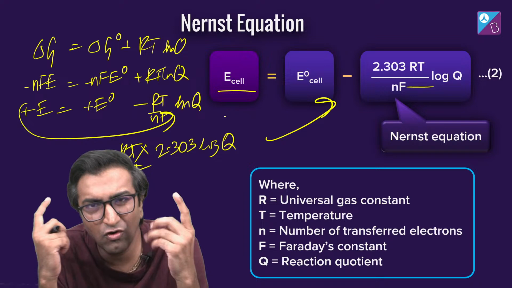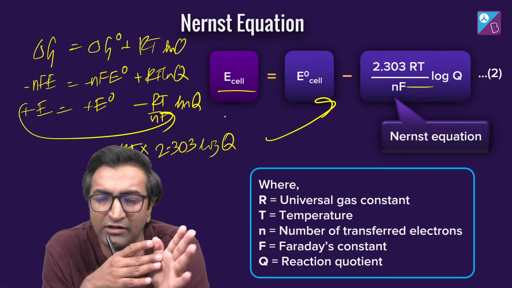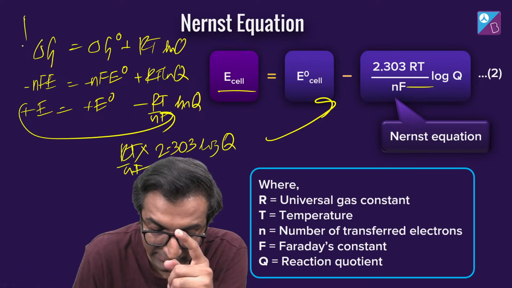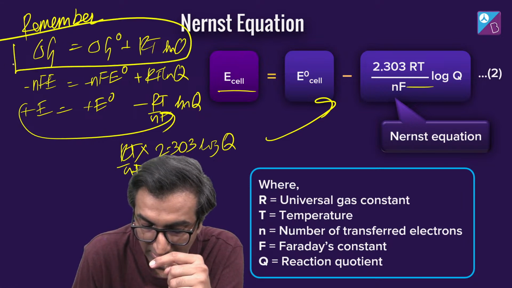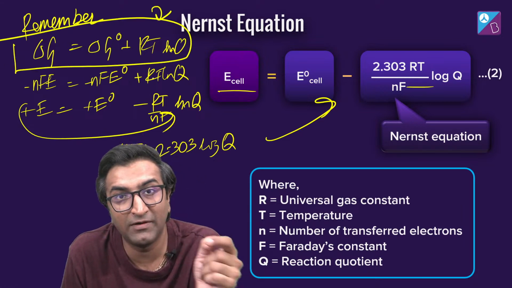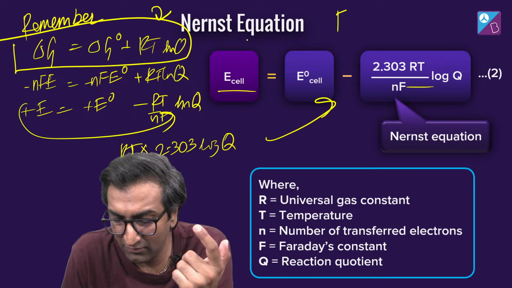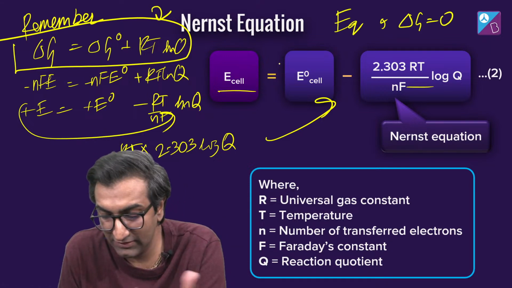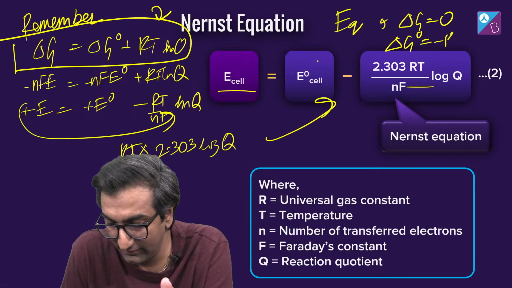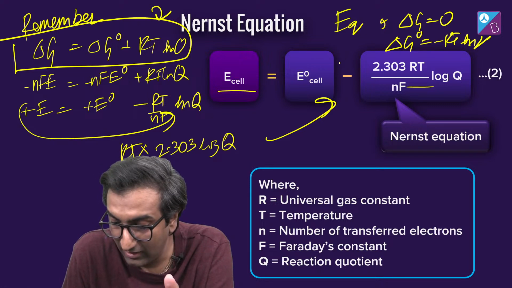Okay. How do you know which is plus, which is minus, where is E naught, where is E? Remember this equation. This is the most important thing in this chapter. Remember this. Delta G is delta G naught plus RT ln Q. And if it reaches equilibrium, then delta G is equal to zero. At equilibrium, delta G equal to zero, then delta G naught is equal to minus RT ln K.